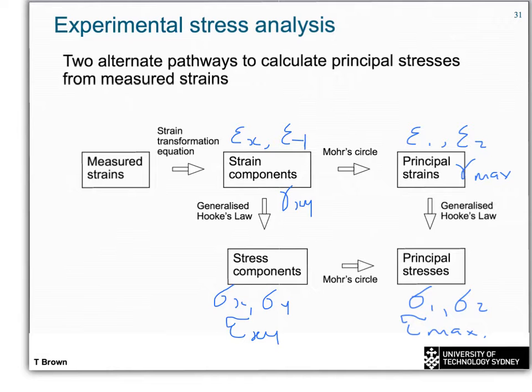Right, so in summary, we want to go from measured strains here to the principal stresses. So we can go via strain transformation to get strain in the X and Y directions, use Mohr's circle for strain to find the principal strains, and then use generalized Hooke's law to find the principal stresses. Or we can go from the strain components, use the generalized Hooke's law to get the stress components, and then use Mohr's circle as we've done in previous weeks to find the principal stresses.